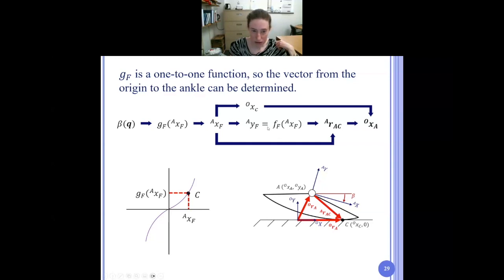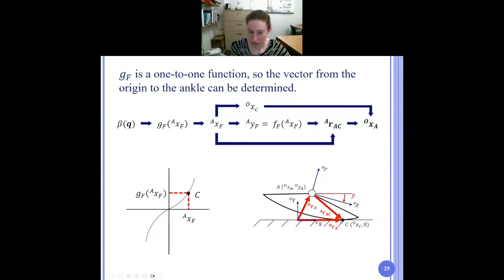We can also basically follow this top path. So once we know the x position of the foot, we can figure out where the position of this contact point is relative to the global coordinate frame by finding the arc length of this foot. So that gives us this vector down here.